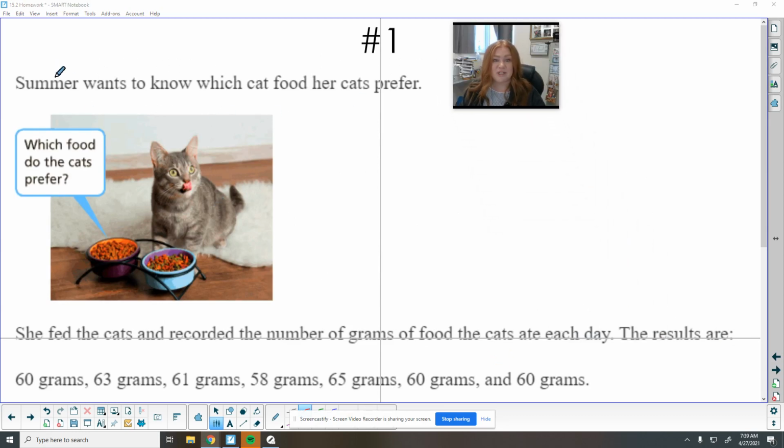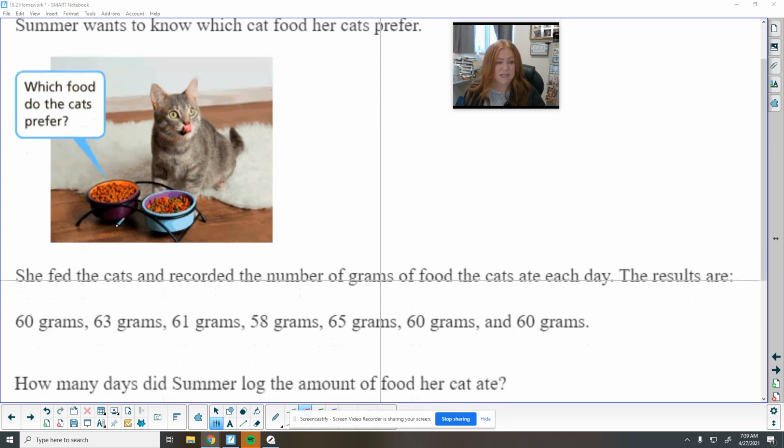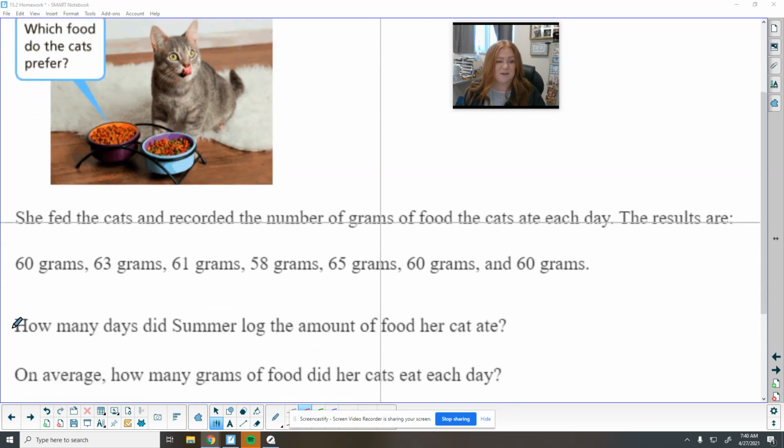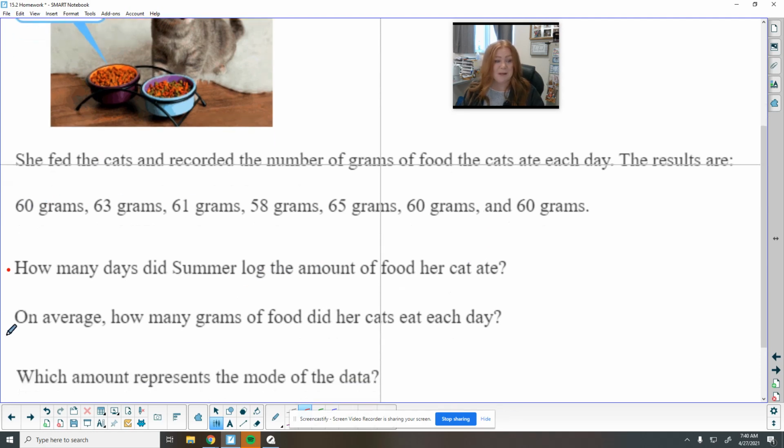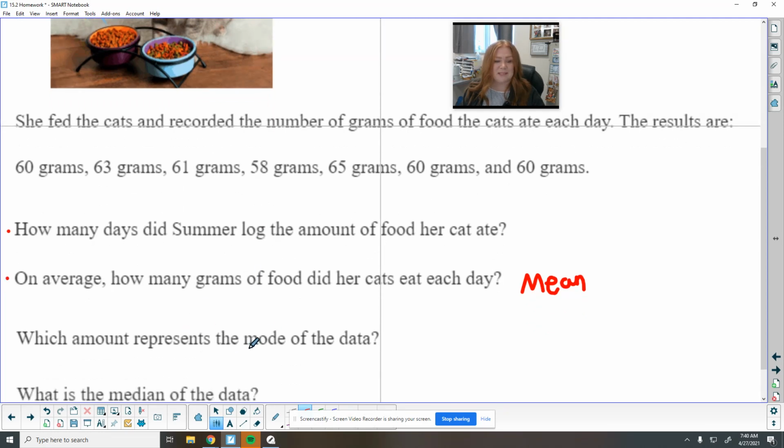Summer wants to know which cat food her cat prefers. So she fed the cats and recorded the number of grams of foods the cats ate each day. So she fed them, right, a different type of food every day. So the first question asks, how many days did Summer log the amount of food? So every time we see an amount, that represents a day. On average, so that is the mean. So we want to add all of our numbers together and divide by how many there are, which relates to the days of food.